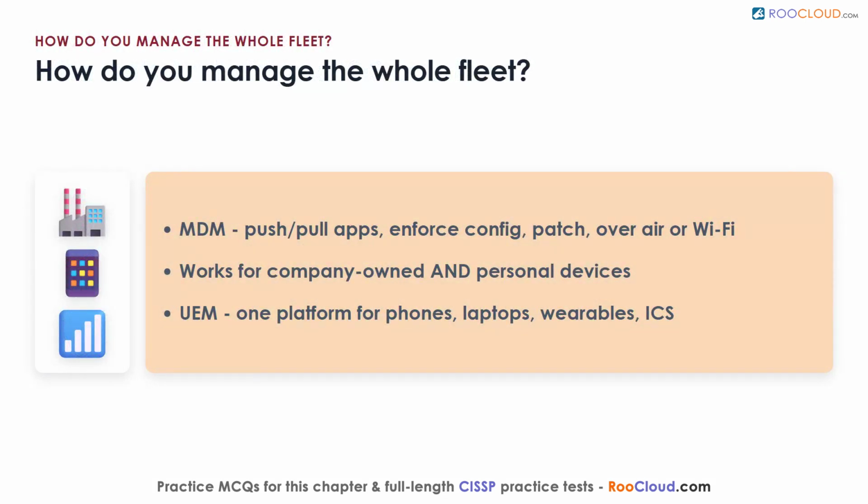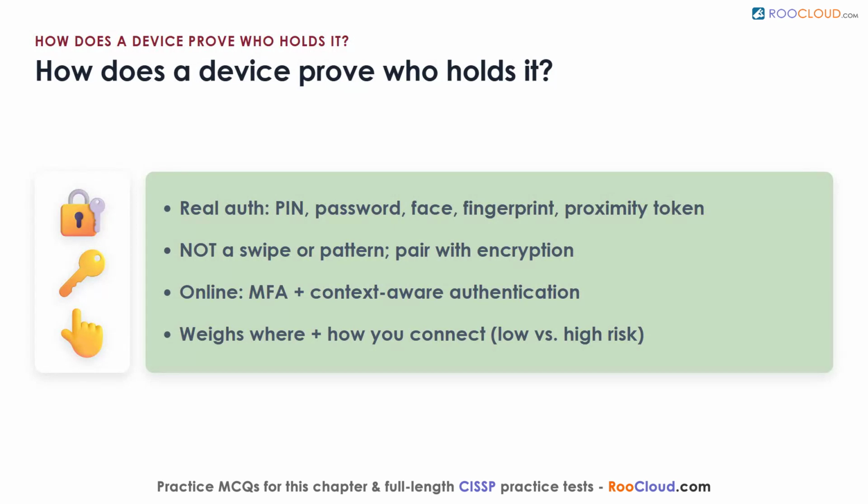How do you manage a whole fleet of these devices? You register them with a central management system. Mobile device management lets you push or pull apps, enforce configuration, and keep devices patched, whether they connect over the carrier network or Wi-Fi, and whether the company owns them or the employee does. The newer, broader approach is unified endpoint management, which controls phones, laptops, wearables, and industrial devices from one platform, replacing several older tools at once. Think of it as an air traffic control tower for every gadget that touches your network. Nothing flies unmanaged.